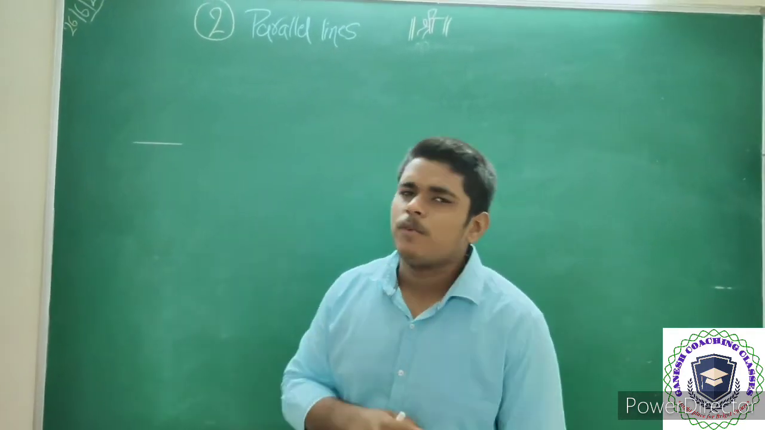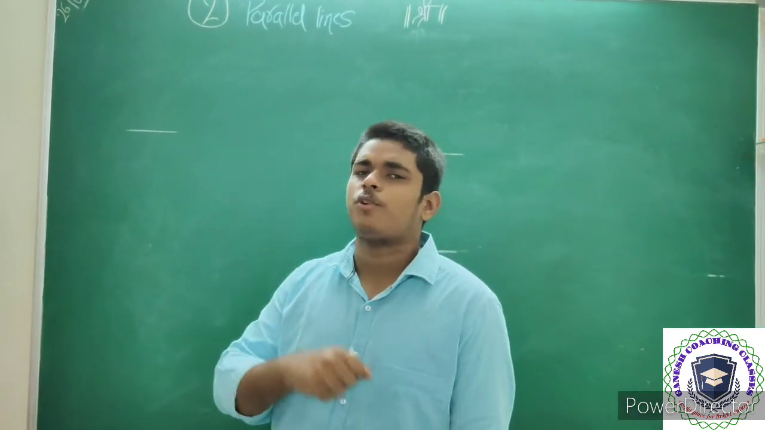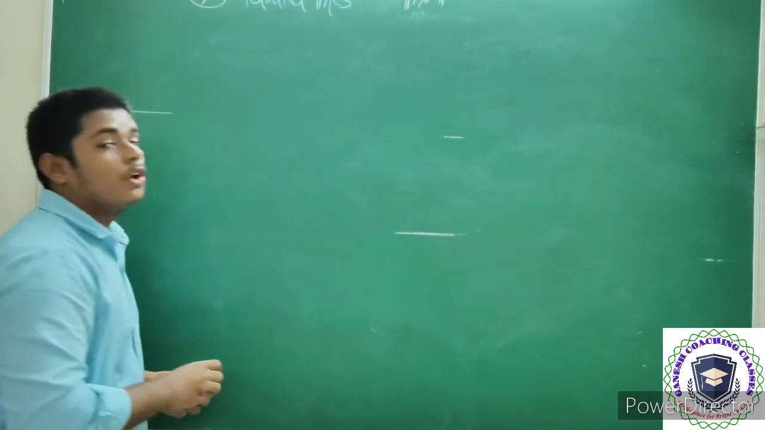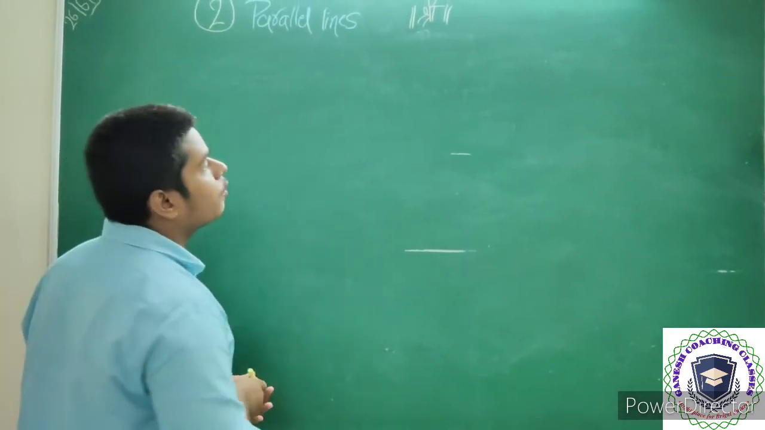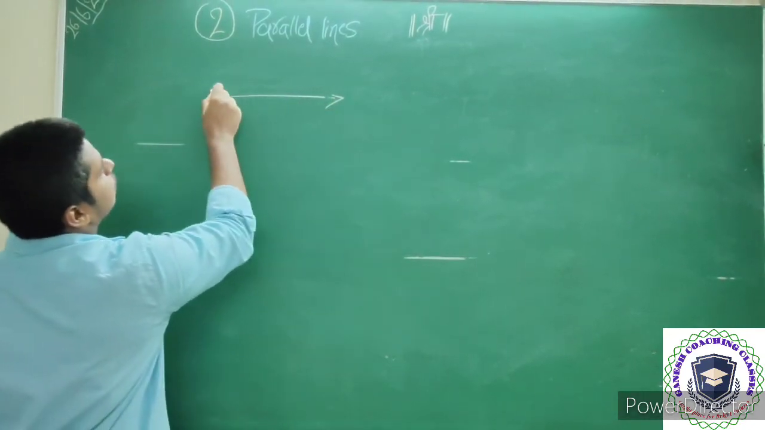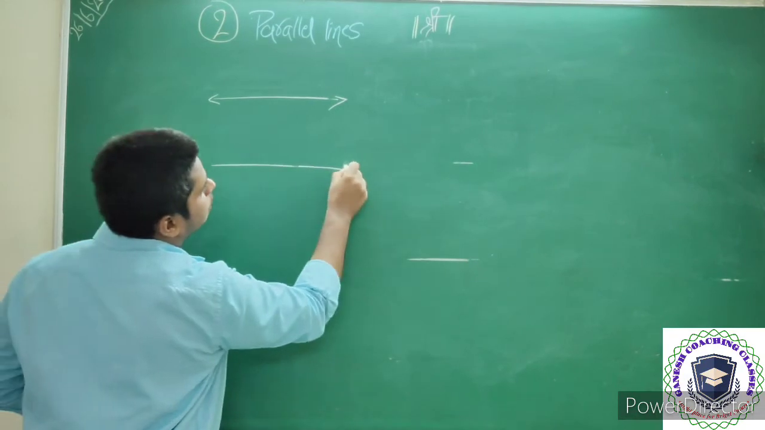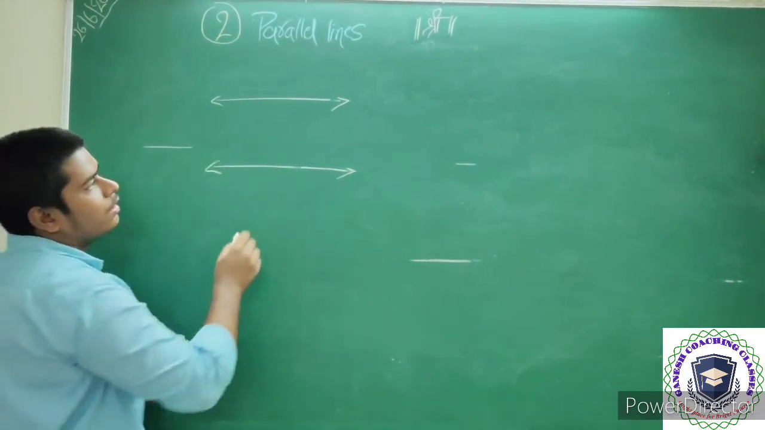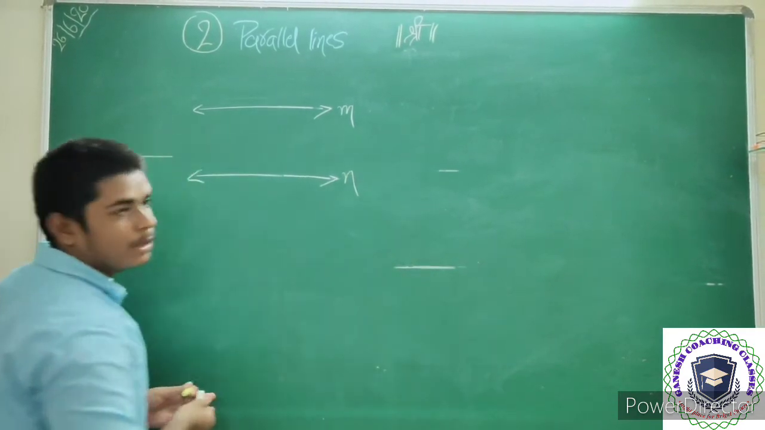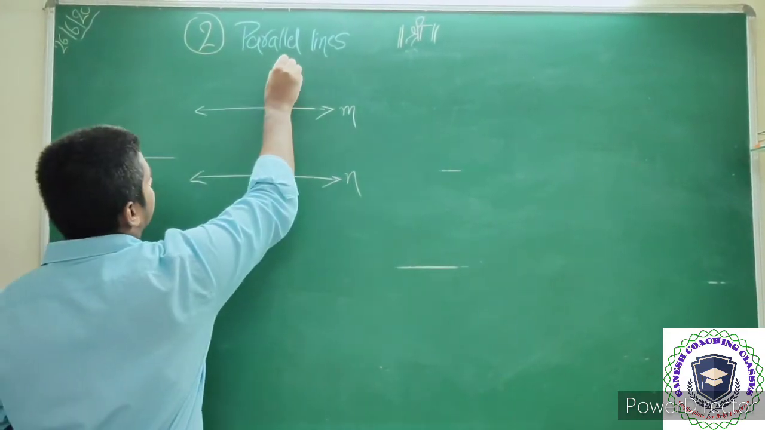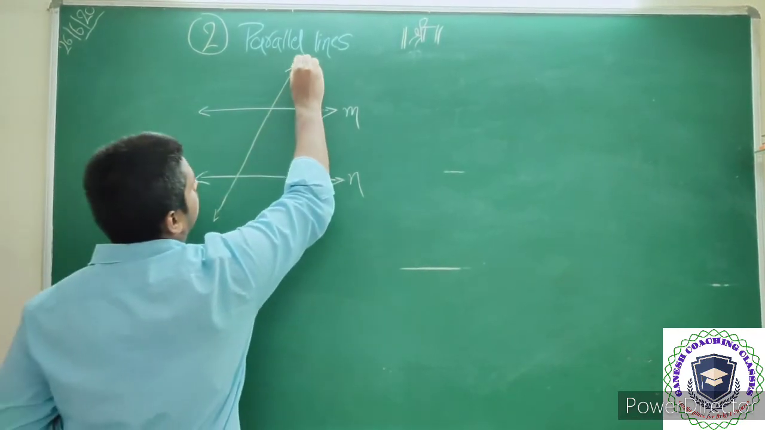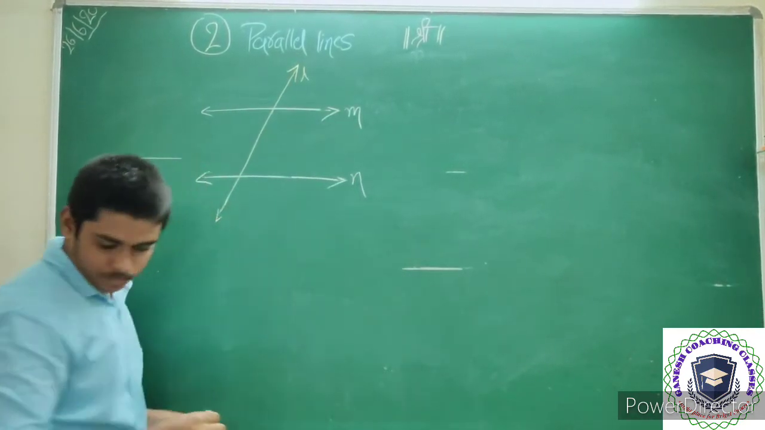But before proceeding to practice set 2.1, we have to see one principle on which practice set 2.1 is totally dependent. So here firstly I am drawing two parallel lines, which are named M and N, and one transversal which is drawn by a yellow line and named L.